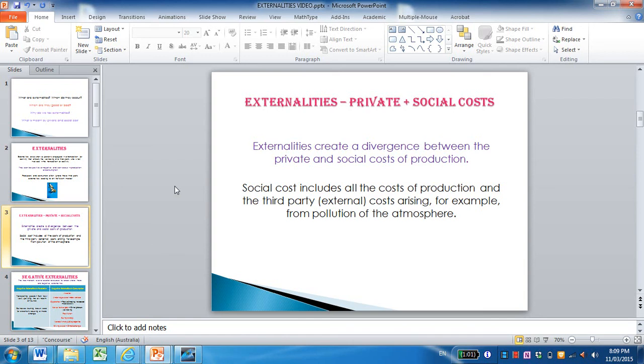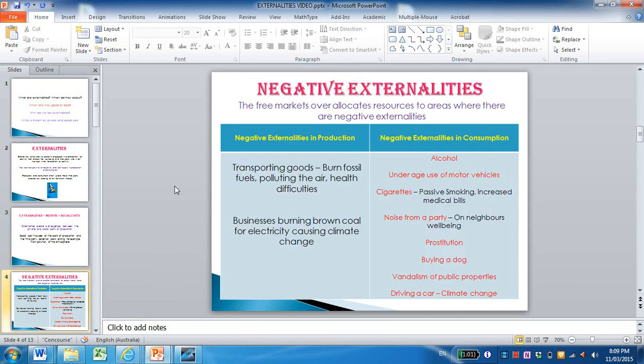And that's a problem. That's why it's a market failure, because we're not caring about those often devastating effects that these transactions can have on third parties. So social costs include all the private costs plus these costs on third parties. Negative externalities arise when the free market over-allocates resources to areas where there are going to be negative effects on third parties.